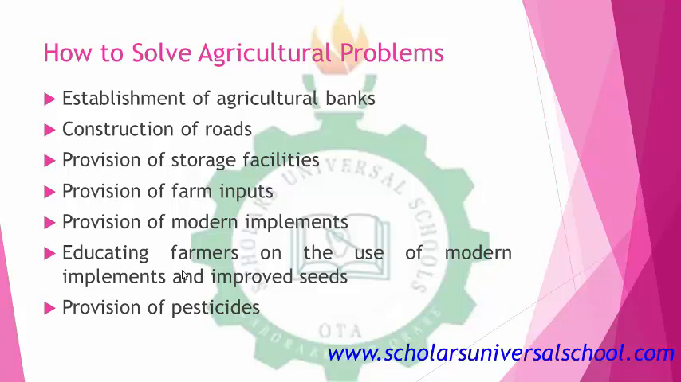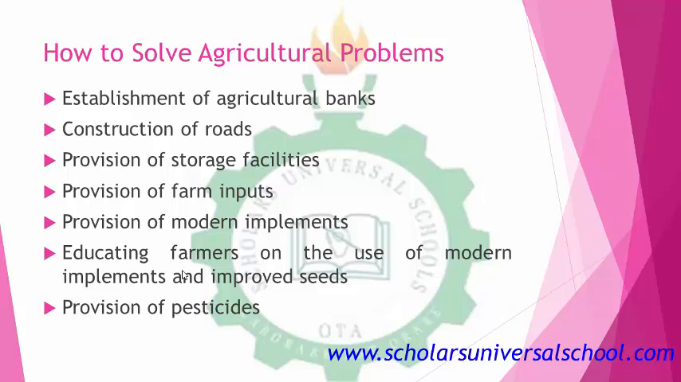Now, the first way of solving the agricultural problems in Nigeria is the establishment of agricultural banks. This was said earlier, making sure that banks are put in place to help these farmers get loans or other financial needs for them to carry out what they need to do on their farmland. Another way of solving the agricultural problem is the construction of roads, because we know that one of the problems facing farmers is bad roads or an inadequate transportation system.